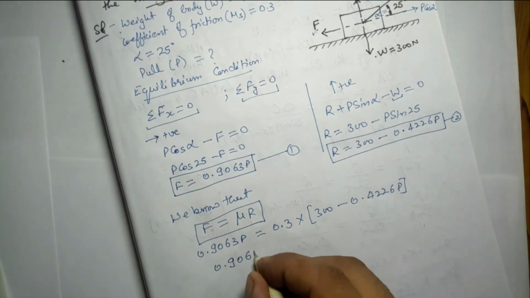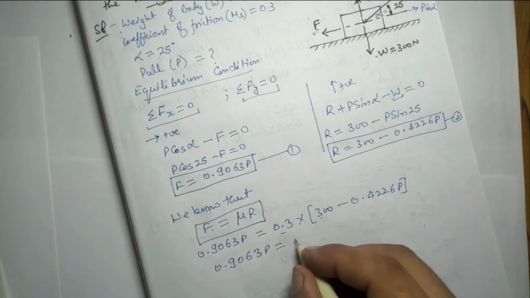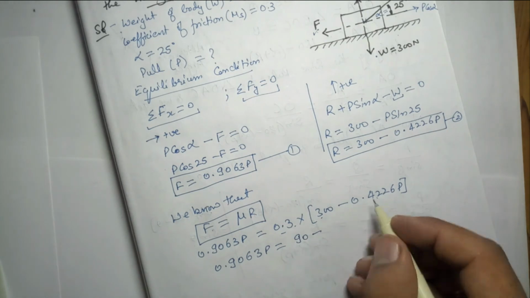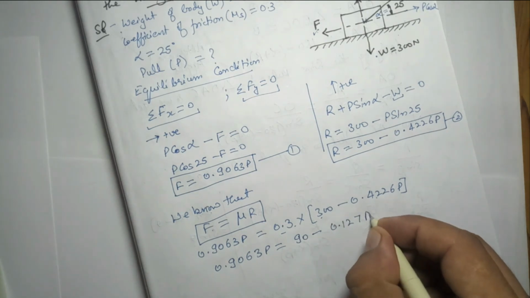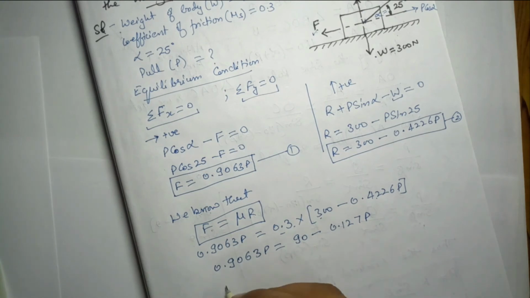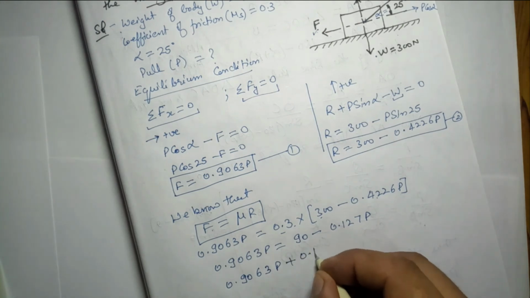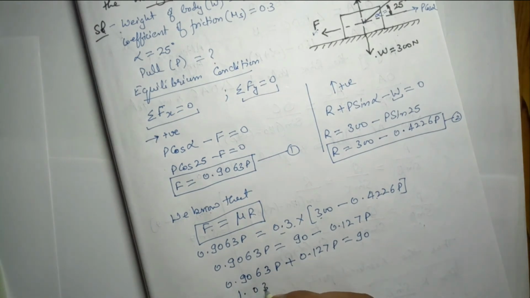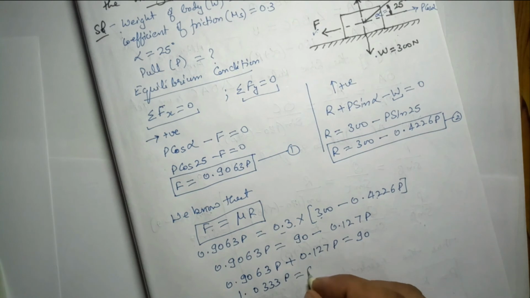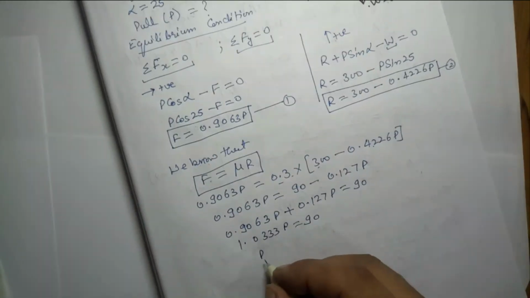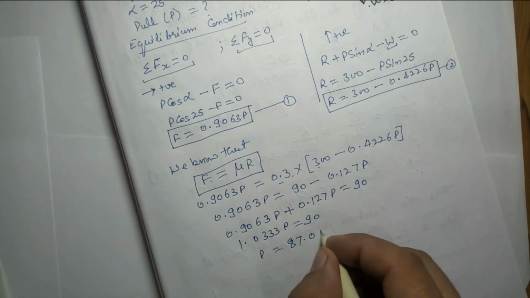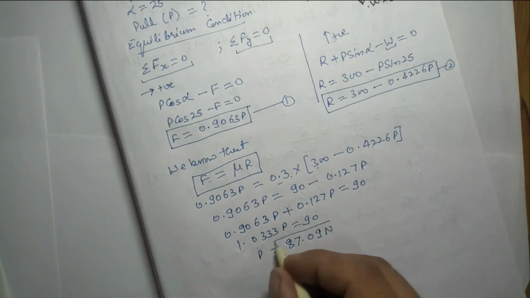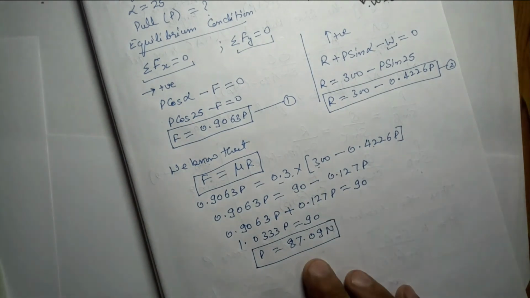From this all the variables have P, the unknown variable. So 0.9063 times P. We multiply 0.3 with 300, we get 90, minus we multiply 0.3 with 0.4226, we get 0.127 times P. So we take the value on the side, and we get 0.9063 times P plus 0.127 P is equal to 90. So we get 1.0333 P is equal to 90, and from this we can calculate the value of P. That is 87.09 Newton. So this is the required value of P inclined at 25 degree just to pull the object.